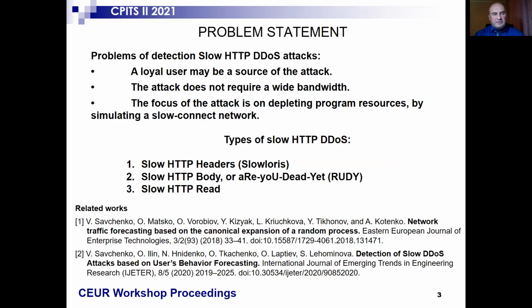There are currently three types of such attacks: slow HTTP headers, or Slowloris attacks. During an attack, the web browser sends HTTP GET requests along with an incomplete header. Slow HTTP body, or R-U-Dead-Yet, attacks. This attack contains HTTP POST requests with the full header, but the content-length field contains such a large value that the server reserves all allocated resources to receive the entire message.